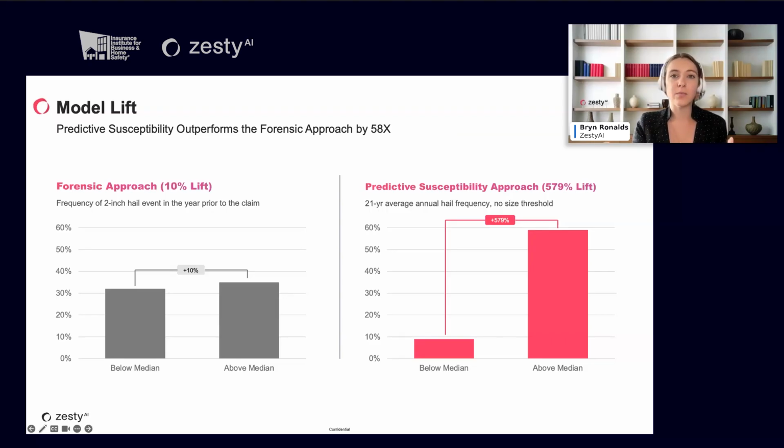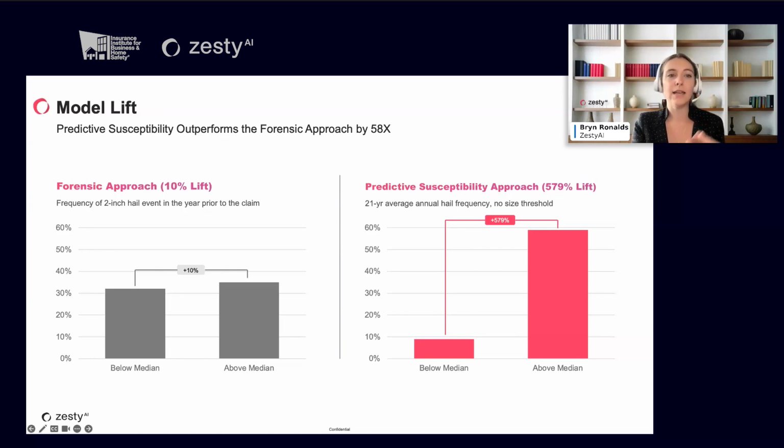And we use that as a predictor in a model. And we give it the frequency of a big hail event in the year prior to a claim as an input, including non-claims. And then we see what the fraction of hail claims occurring in two different buckets, a below median and above median of the model output. This is our hail risk.